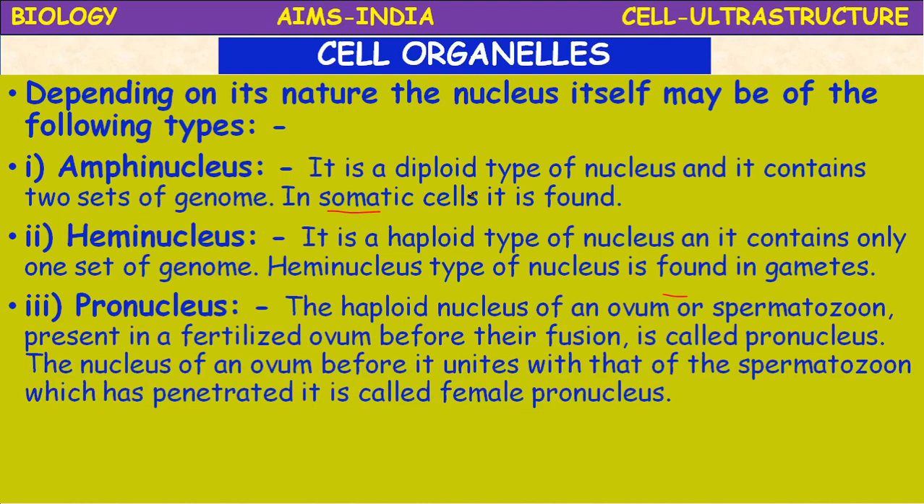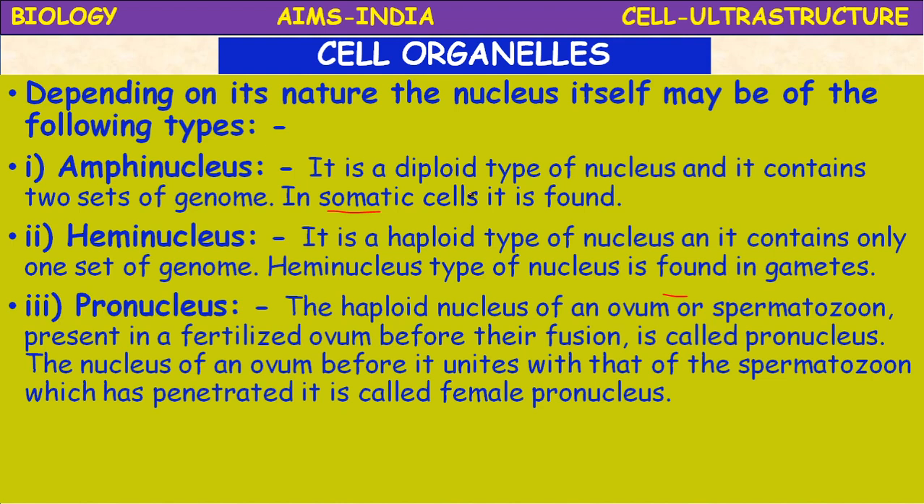Pronucleus. Pronucleus is a haploid nucleus of an ovum or spermatozoon present in a fertilized ovum before their fusion. It is called pronucleus. The nucleus of an ovum, before it unites with that of the spermatozoon which has penetrated, is called the female pronucleus. The pronucleus is of how many types? Two types, female pronucleus and male pronucleus. Male pronucleus represents the spermatozoon, female pronucleus represents the ovum.